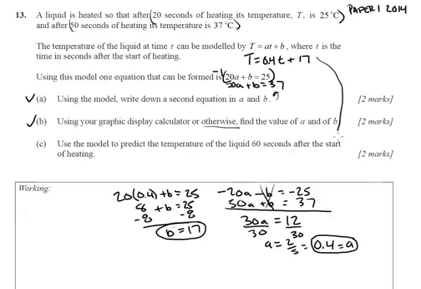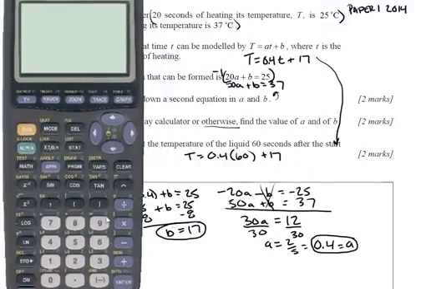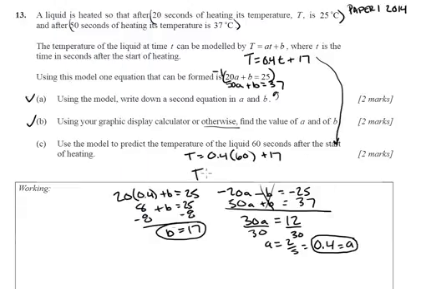So use the model to predict the temperature of the liquid 60 seconds after the start. So let's use this down here. The temperature is going to equal 0.4 times 60 plus 17. All right, so again, we've got our calculator. Let's just use it. Let's see, 0.4 times 60, add 17 to that, and 41 degrees it is. So T equals 41 degrees Celsius, I would go with. I want to be as specific and thorough as you can. All right, that's number 13.